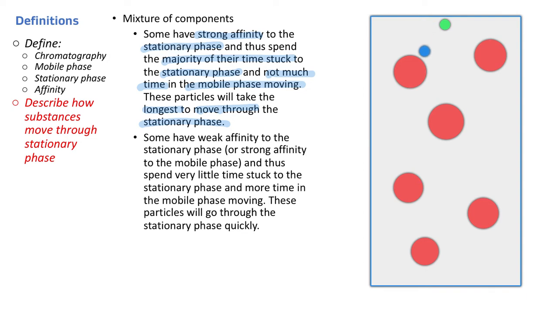So we might say this one gets stuck there for 5 seconds, then it moves to the next one and gets stuck there for 5 seconds, then it moves to the next one and gets stuck there for 5 seconds. So that's that blue one.